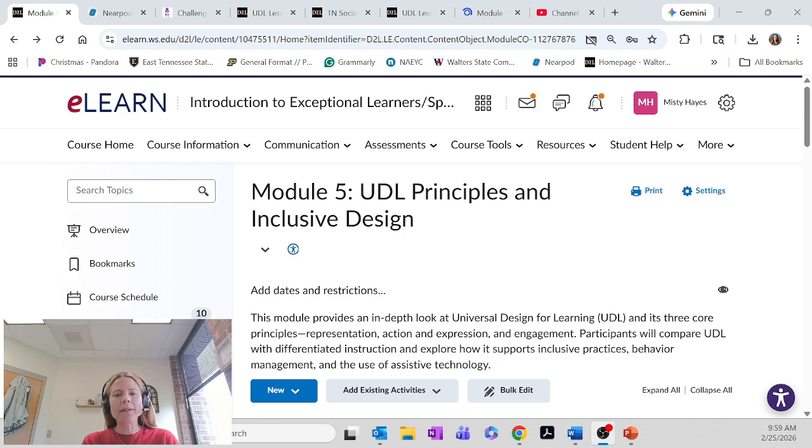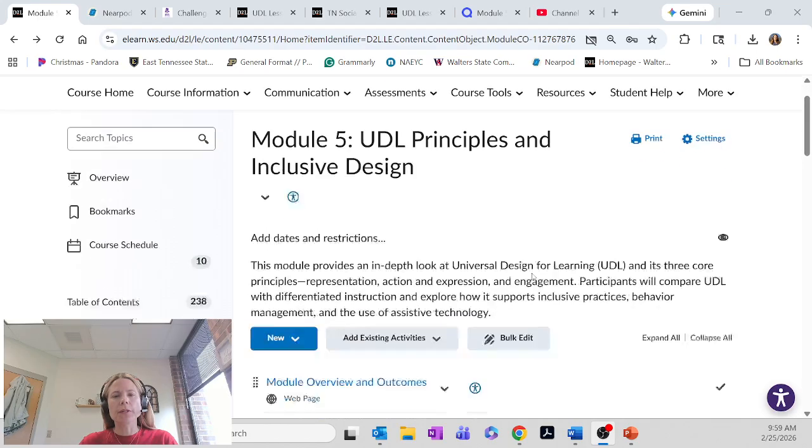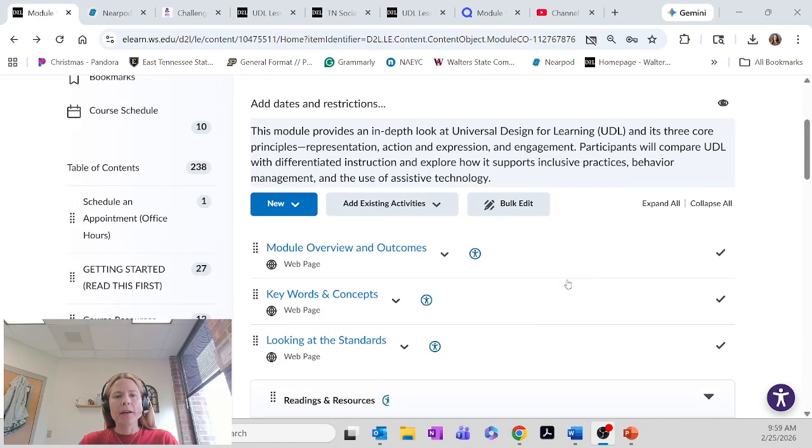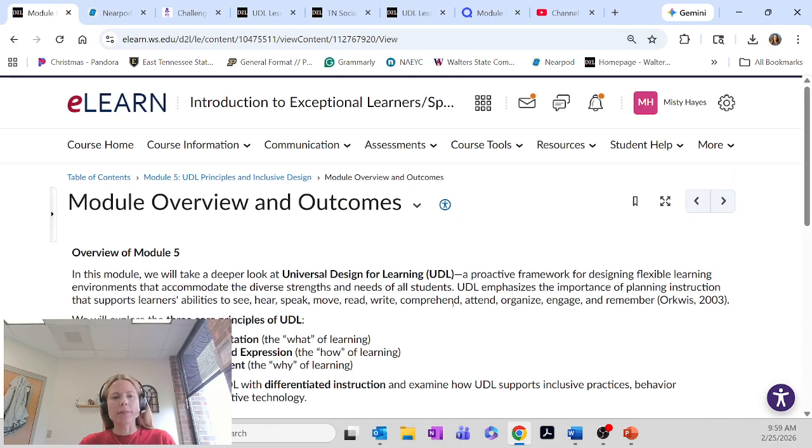We really want to look at how this differs from differentiated instruction, because this is really going to help you not only with inclusive design, but with how you support students in an inclusive classroom. So let's go ahead and get started with our module overviews and outcomes.